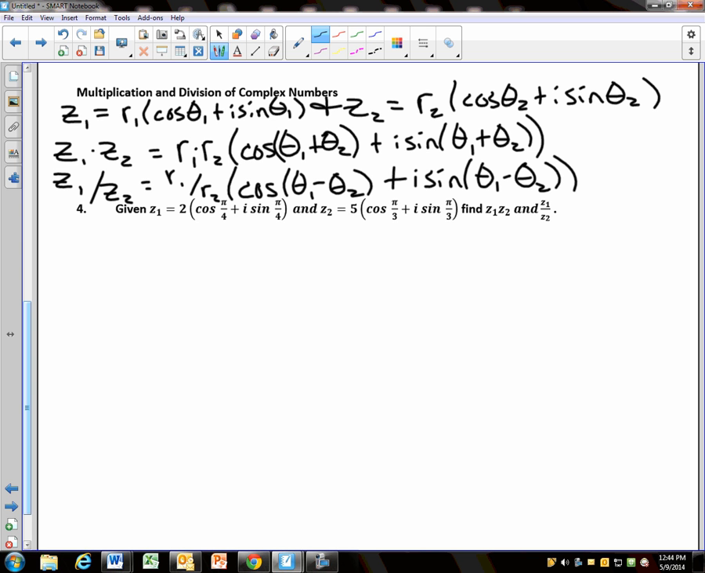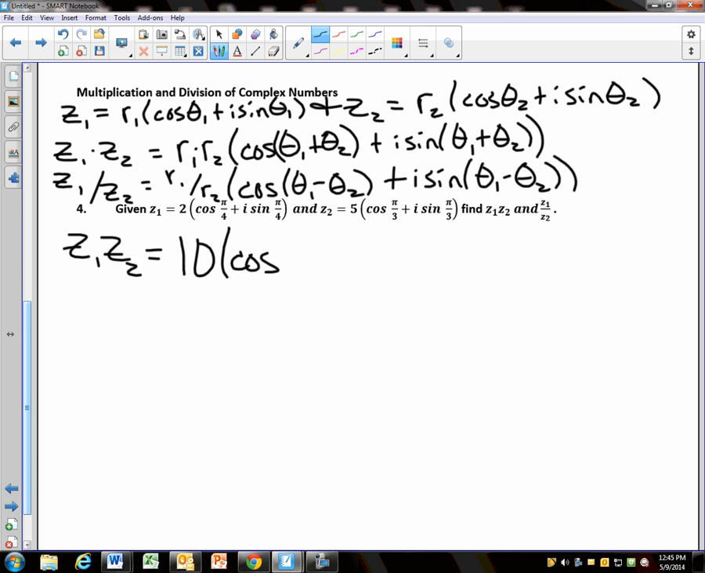Watch how quickly we can do this problem. It says Z1 is equal to that, and Z2 is equal to that. It wants to find Z1 times Z2, and Z1 divided by Z2. Well, if I want to multiply them, what do I do to these R values out front? Times them. What's 2 times 5? 10. What do I do to the angles? Add them.